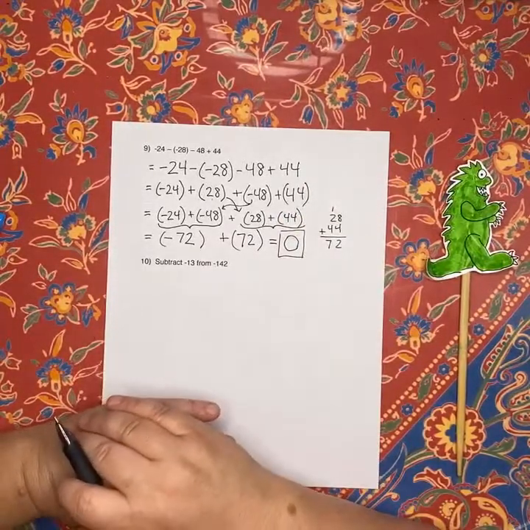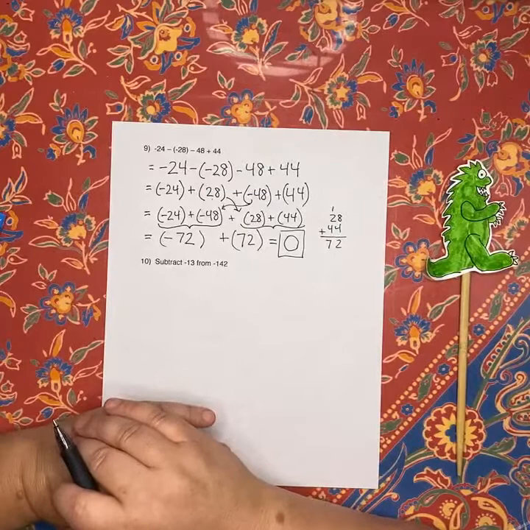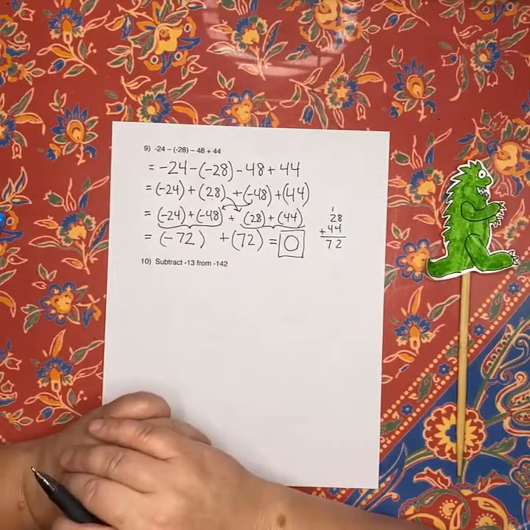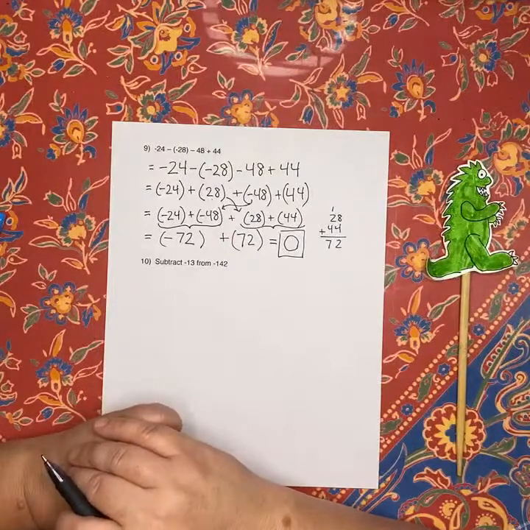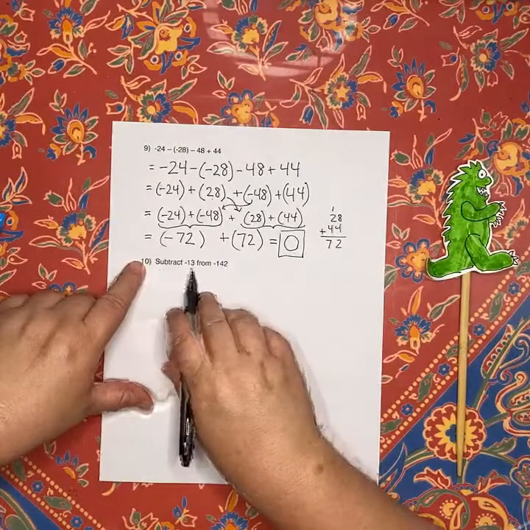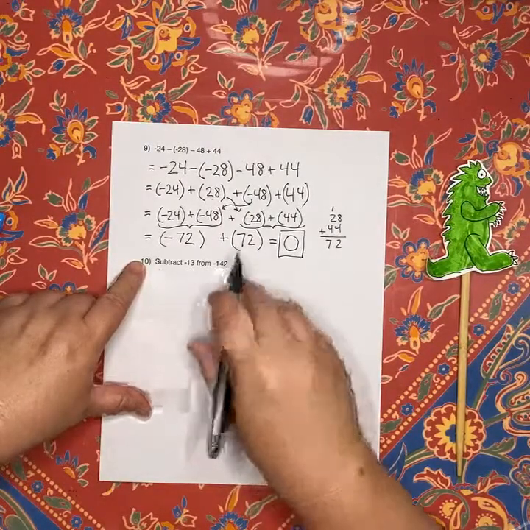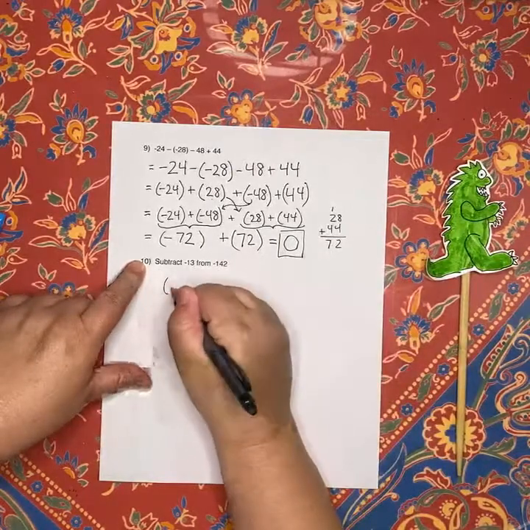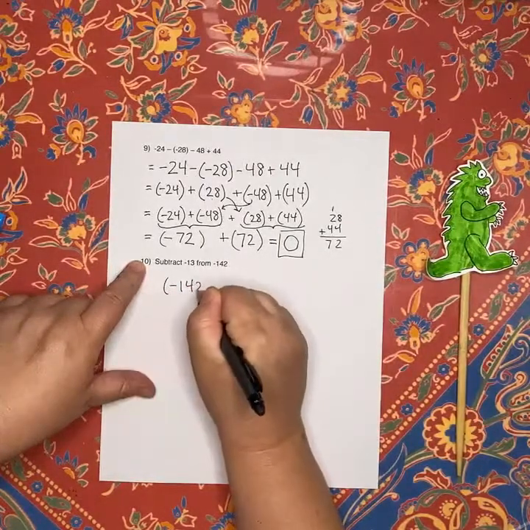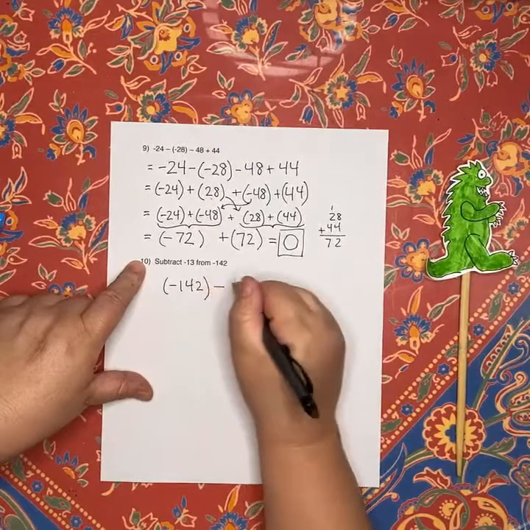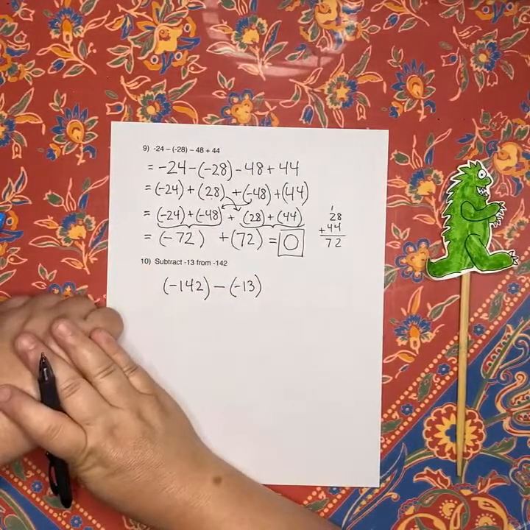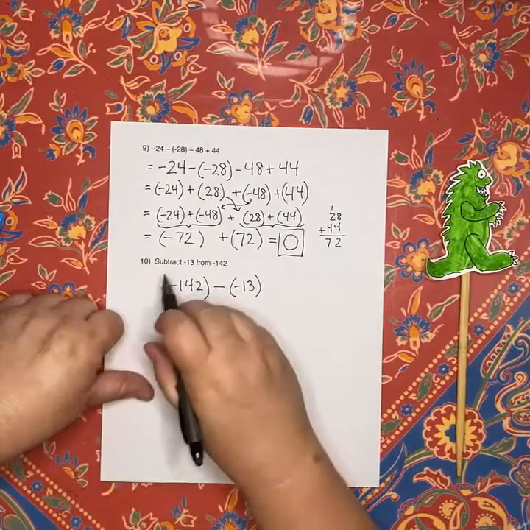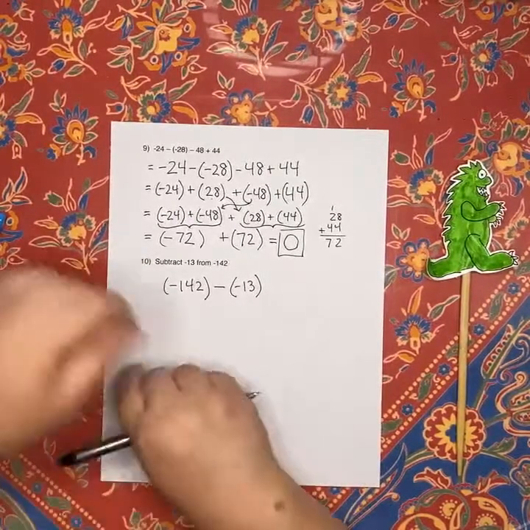And then the last one is I just wanted to make sure we did one using English. Sometimes it gets confusing that we subtract negative 13 from negative 142. What we mean is start with the negative 142 and you subtract the negative 13 like that. So that's the translation of it. When I ask you to subtract, you have to change the order.